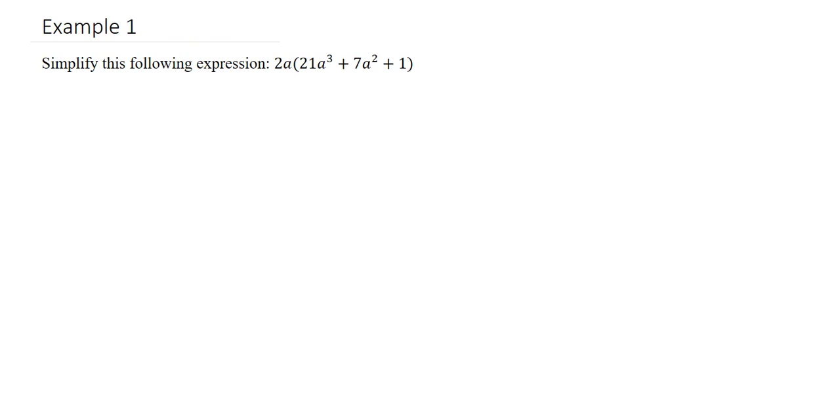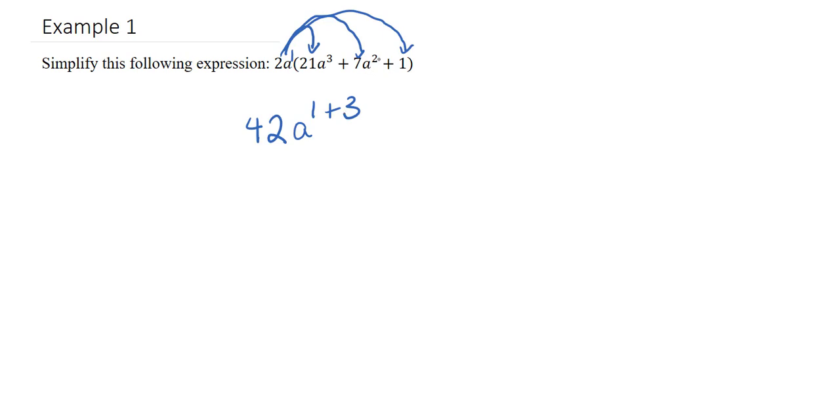Example 1, we're going to simplify the following expression. So we have 2a times 21a to the third plus 7a squared plus 1. So what we do is we go ahead and multiply each term inside. We start with the 2a. So we have 2a times 21a to the third. Well, that would be 42, because 2 times 21 is 42. Now we can add our exponents because they have the same base. So we have a to the first and a to the third, so a to the 1 plus 3.